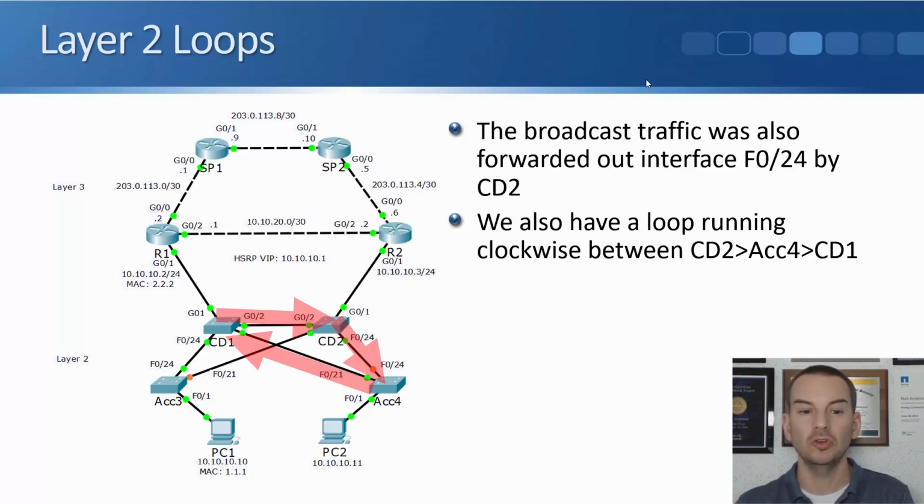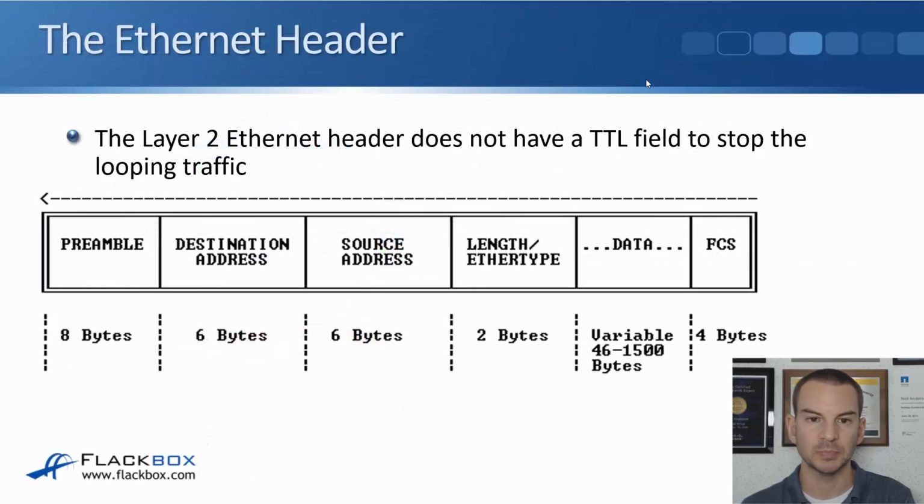So just like we have two loops running clockwise and counterclockwise between Access 3, CD1 and CD2, we have the same thing, two loops running clockwise and counterclockwise between Access 4, CD1 and CD2. So we've got 4 loops running through the network here.